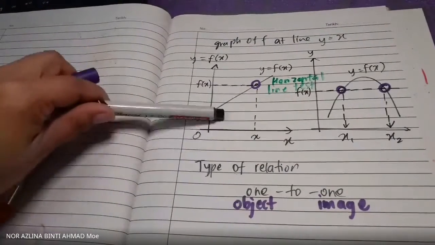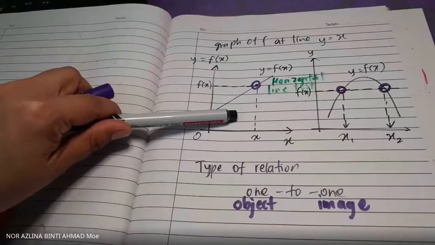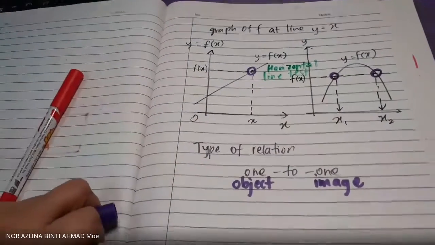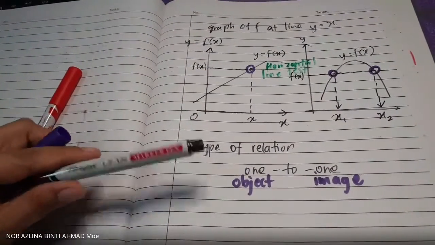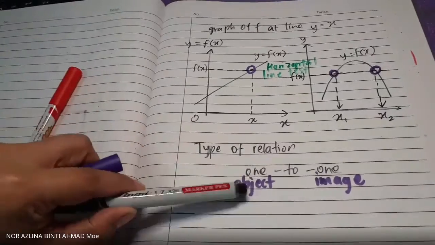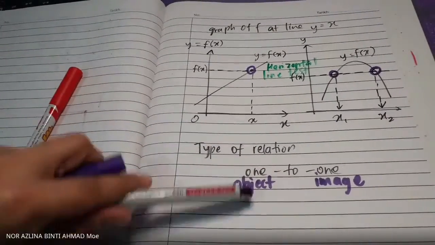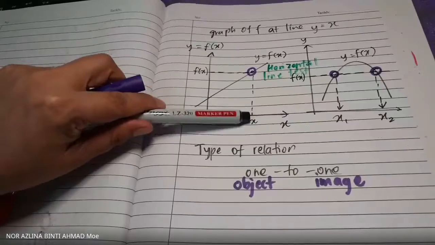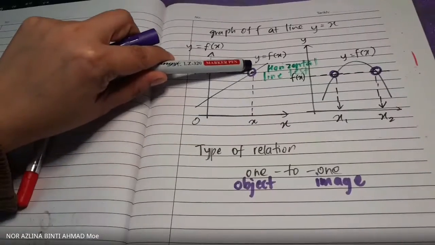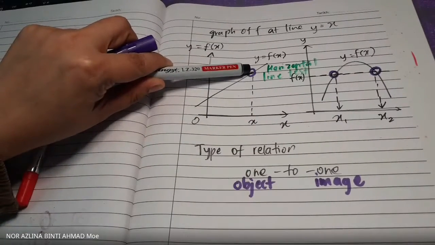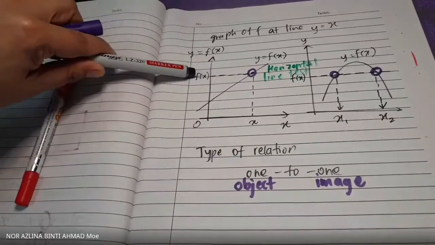That is, betul lah, 1-to-1. Tapi awak kena tahu 1-to-1, macam mana you baca dia. You will read from object to image. So from object, you have one object only. Okay, pergi ke intersection point ini. Okay, so pergi ke sini.